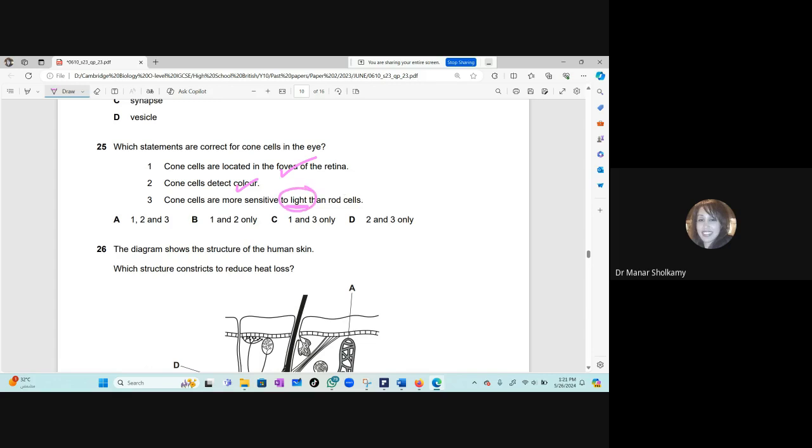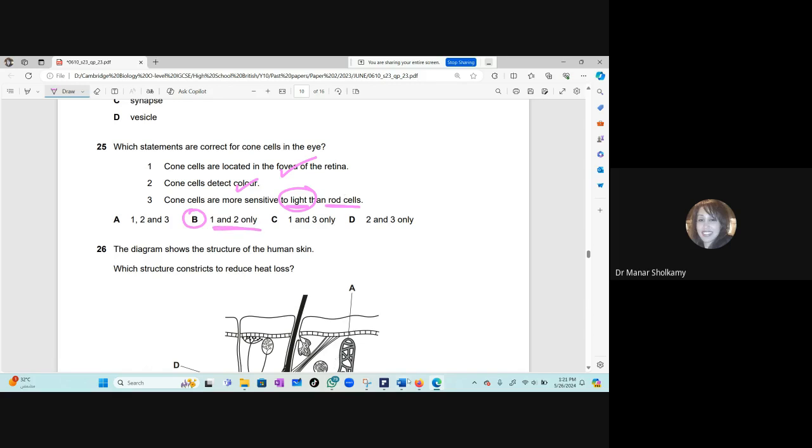They did not say. Because rods are also sensitive to light. But which type of light? Dim light. So these are both photosensitive cells. They are both sensitive to light, but one is sensitive to bright light and one is sensitive to dim light. So 1 and 2 are correct. 3 is not correct. So the answer is B, 25B.